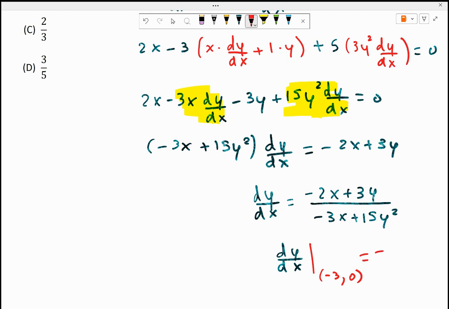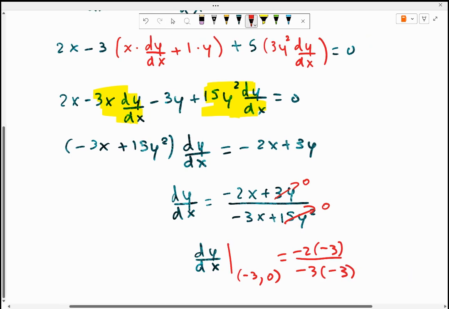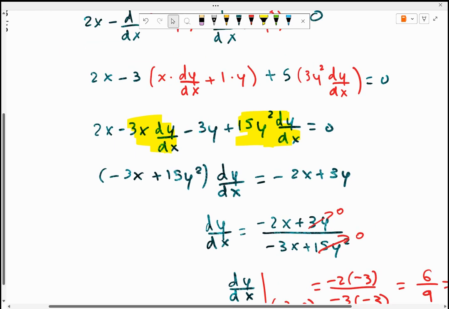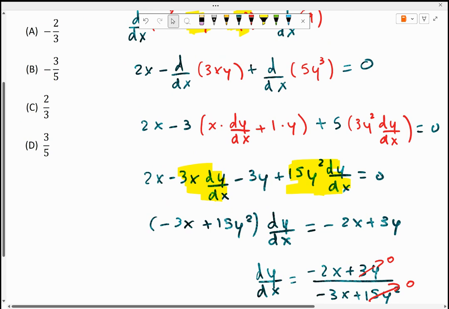So this is going to be negative 2 times negative 3. Anything that has an x, we're going to substitute negative 3 instead. And anything that has a y is just going to become 0. So actually 3y is going to become 0 and 15y squared is going to be 0. So we're just going to have in the numerator negative 2 times negative 3. In the denominator, negative 3 times negative 3. This simplifies as positive 6 over 9, which is the same thing as 2/3. So we just go back to our options and find that our answer then is C.